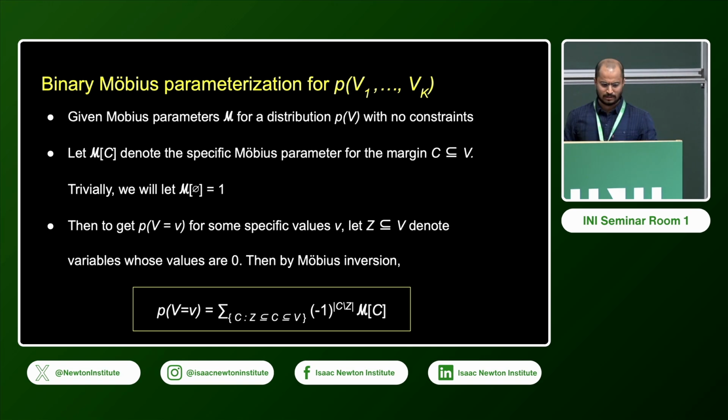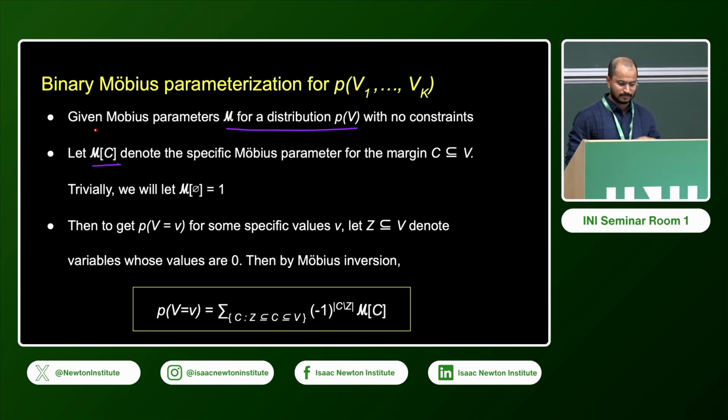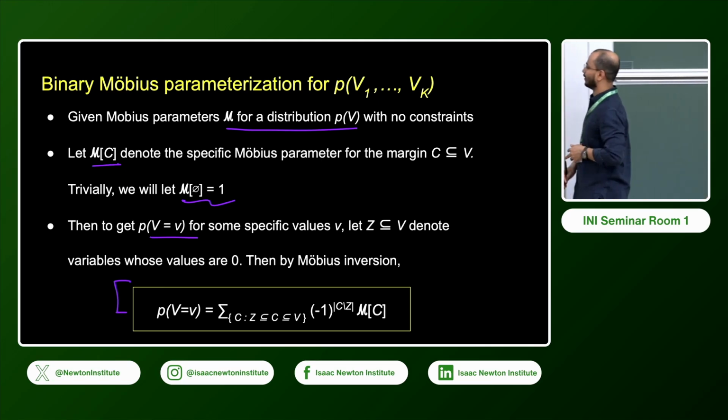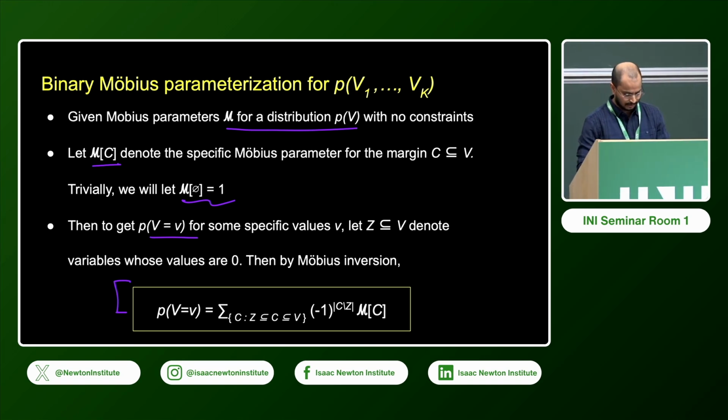Okay. So if I give you the Mobius parameters M for a distribution P of V that has no constraints, maybe I say M[C] is the specific Mobius parameter for the margin C that's some subset of V, and we'll say trivially M of the empty set is equal to 1. Then to get P of V equals V, this is the formula that you would use. You can really think of it as a very elaborate version of inclusion-exclusion applied several times.